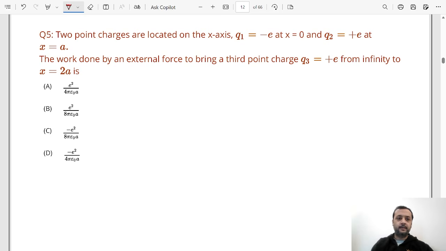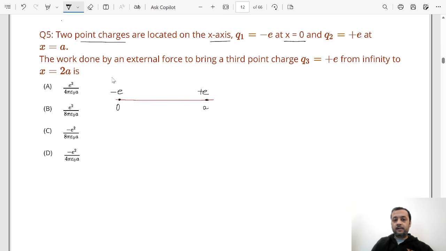All right, in this question there are 2 point charges. This question is from electrostatics, quite a procedural question. One is located on the x-axis at x equals 0, that means at the origin. Let us say this is the origin, and the minus e charge is present here. Another charge q2 equals plus e is present at the location x equals a.